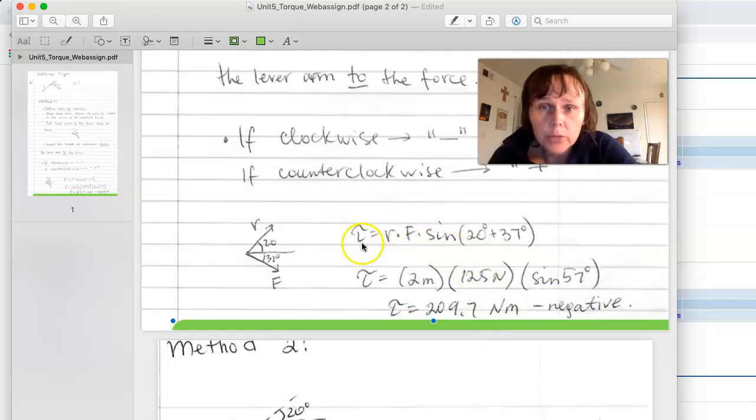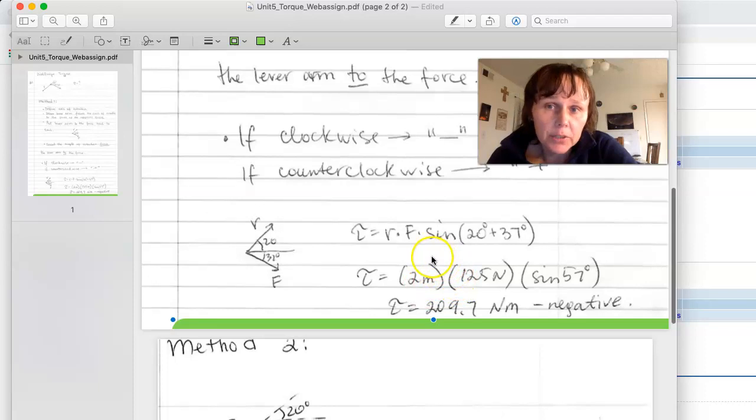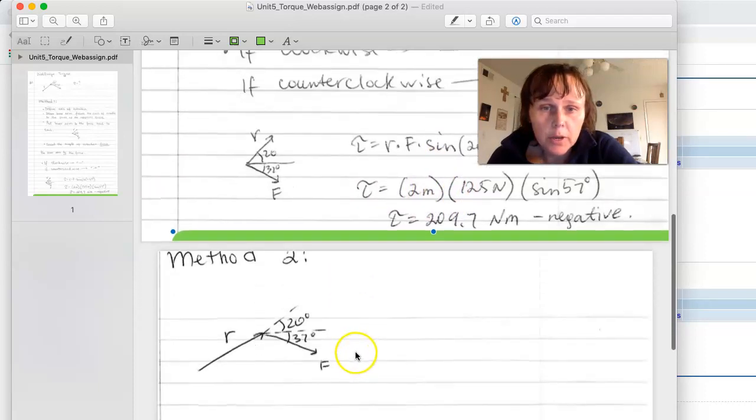Then you have to write the definition of the torque, which is the lever arm times the force times the sine of the angle in between those two. In this case, the angle between the lever arm and the force is 20 degrees plus 37 degrees, which is 57 degrees. And you calculate the numerical value, which is 209.7 Newton meters. The sign is negative. The rotation is clockwise. That is the first method. That's the method that I prefer, and I prefer to use most of the times.